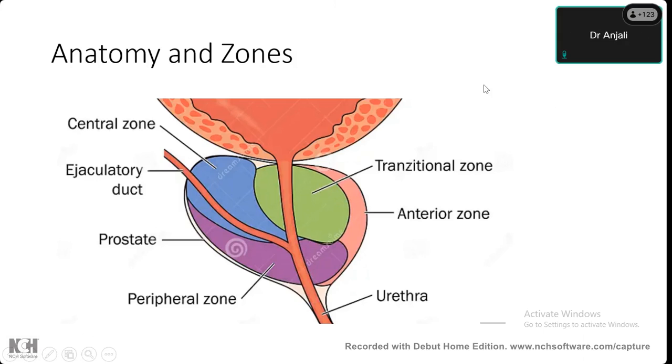So, I think if you want the right click, Santosh, can you right click?